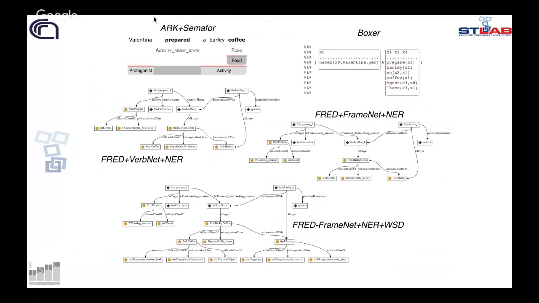the same sentence. And then we have Fred in different versions here, which is a tool that we developed in our laboratory, which also provides a formal representation of text, but it does additional processing in order to enrich this formal representation and to make it result in a knowledge graph, let's say, ready to use for the semantic web.